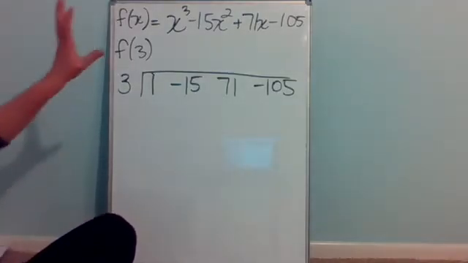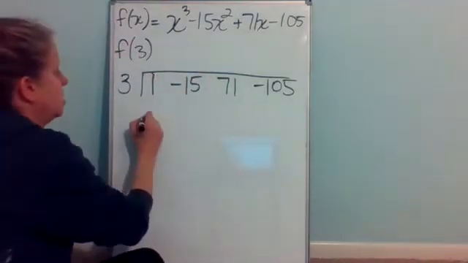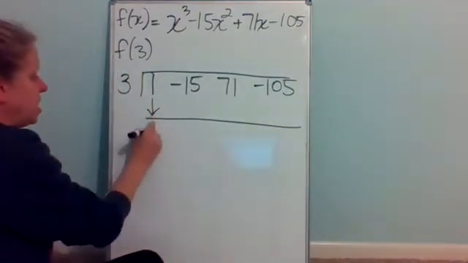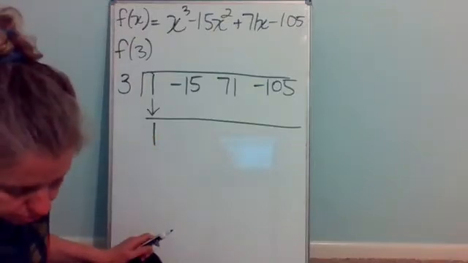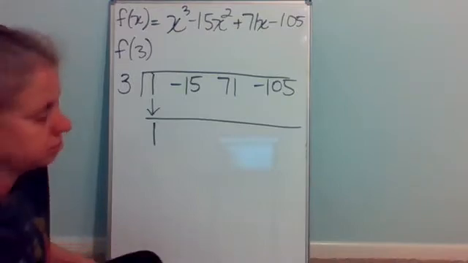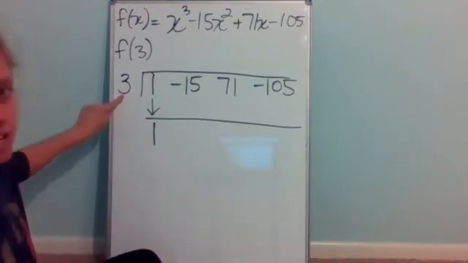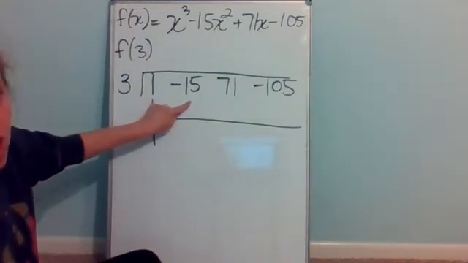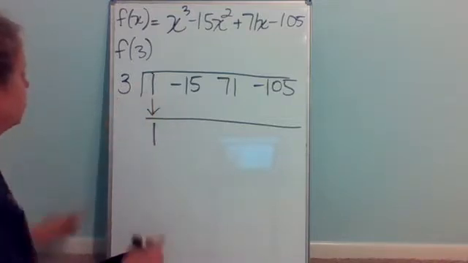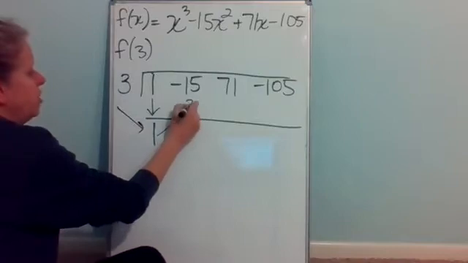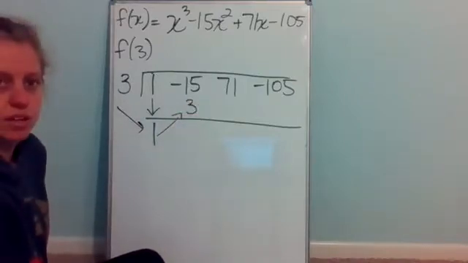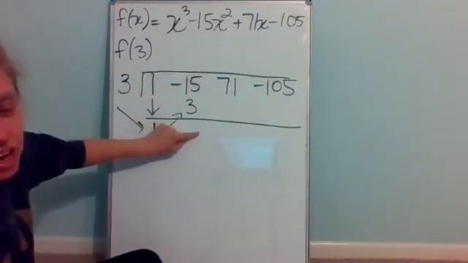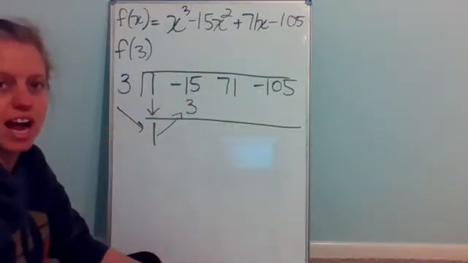Okay? So here is the flow of these kinds of problems. The very first thing you do is drop down whatever that number is. I'm just dropping down this 1. Then I multiply whatever is out here times this 1 and put the answer underneath the next number. So I've got 3 times 1, and you put your answer underneath the next number. Then you add or combine these numbers straight down to get a new number, and you just do the process over and over.